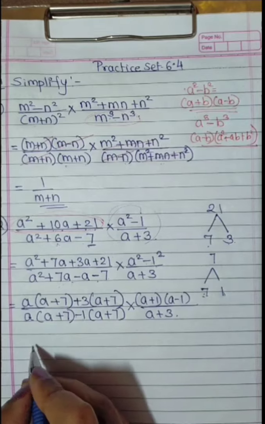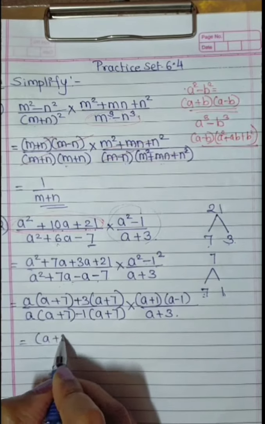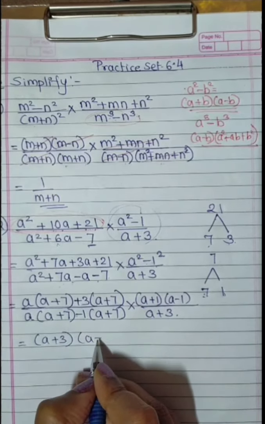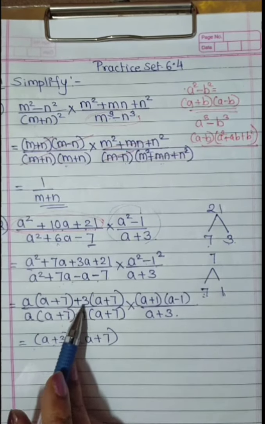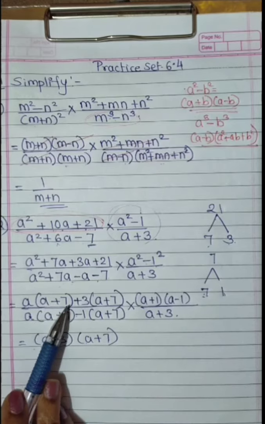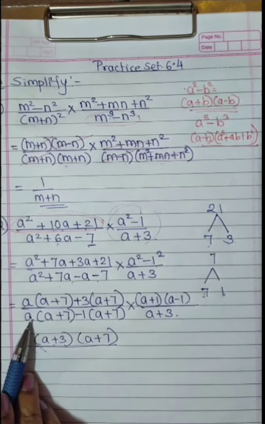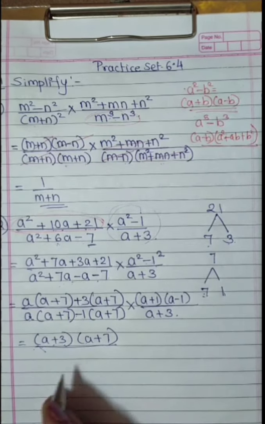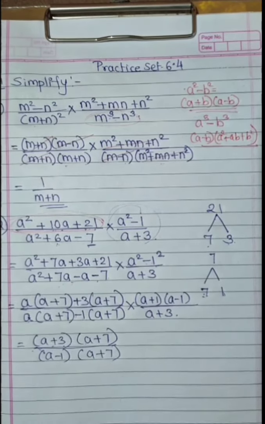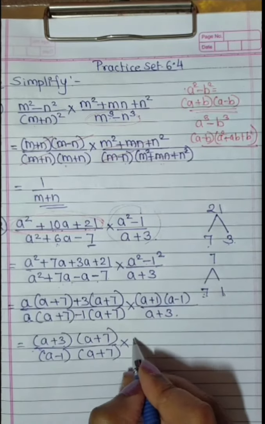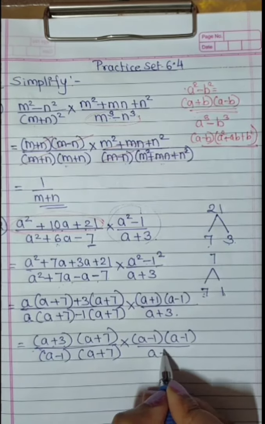Now again I am writing here the next step. So in 1 bracket a plus 3 and a plus 7, a plus 3 and a plus 7. See, a plus 3 in 1 bracket and a plus 7 in the other. We will take 1 as a common. Down, again a minus 1 and a plus 7 will come in this, the whole equation will come as it is.